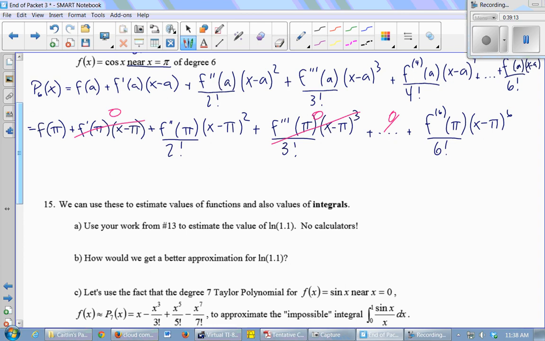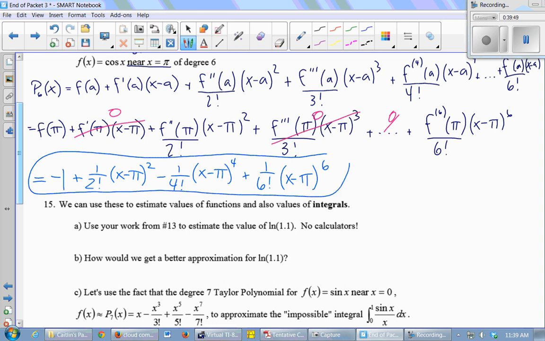And then I just plug in the rest of the stuff that I calculated. So f of pi, that was negative 1. F double prime of pi is positive 1. So I have 1 over 2 factorial times x minus pi squared. And then my 4th degree term was a minus. Yeah, so I have negative 1 over 4 factorial times x minus pi to the 4th. And then my 6th degree was positive 1. So I have 1 over 6 factorial x minus pi to the 6th. So there's my 6th degree Taylor polynomial for cosine x, centered at pi.